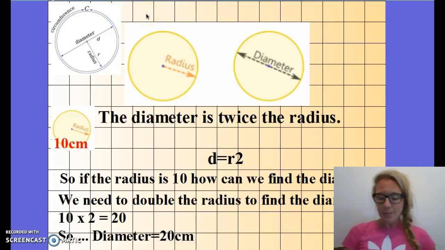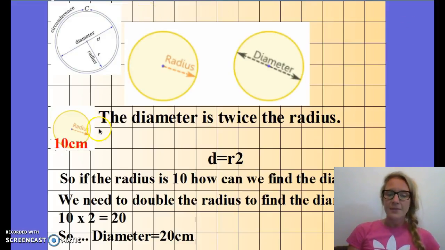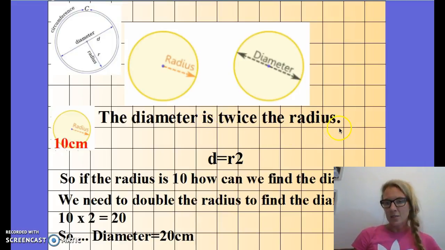So the next part of the learning for you is the diameter is twice the radius. The formula we would use for that is D equals R squared, and you would see it written like it is here. So if the radius is 10 centimeters, you can see in this circle here, I've labeled the radius at 10 centimeters. The radius goes from the center point outwards to the edge of the circle.